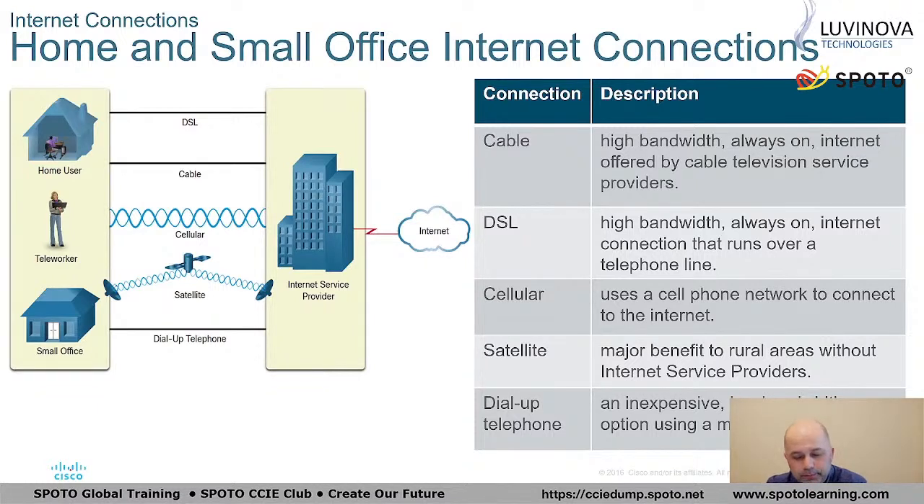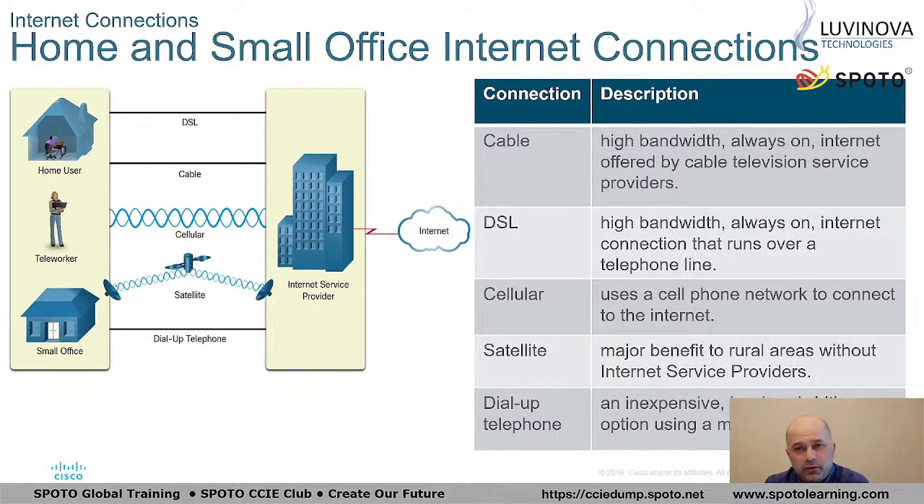We should know the types of getting internet to your home or being connected to the network. Cable is high-bandwidth, always-on internet offered by cable television service providers. It could be any cable provider which is licensed to operate in your country. DSL is a different type of connection. It's a high-bandwidth, again always-on, internet connection that runs over a telephone line. So you must have a telephone line. It's provided by a telecommunication provider. Over this telephone line, you receive internet, a connection to the worldwide network.